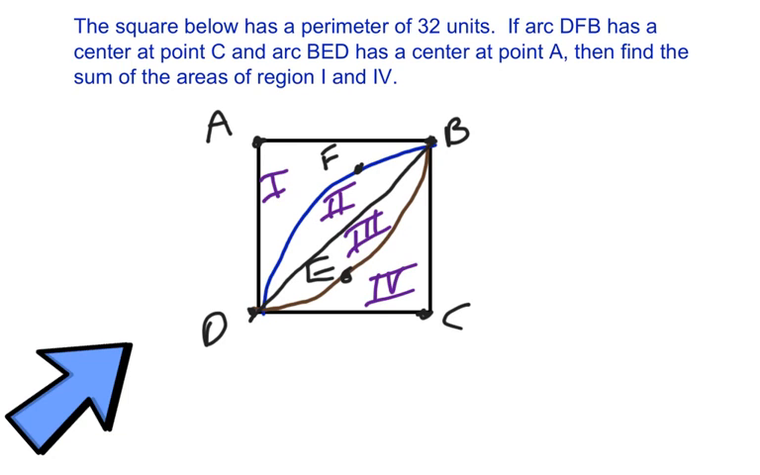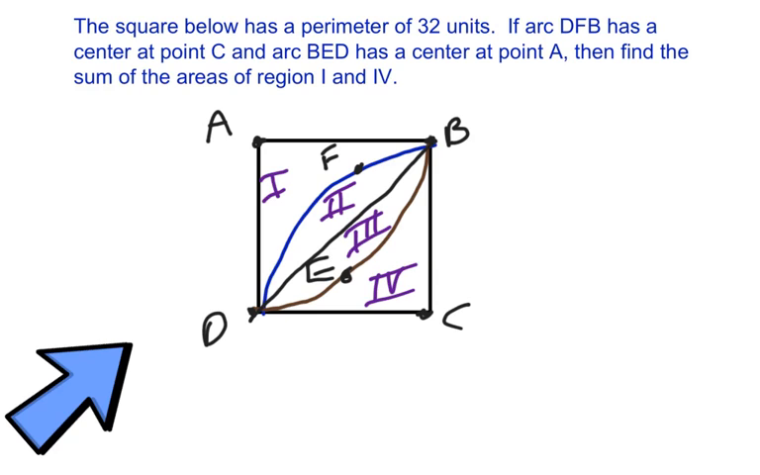Alright, here's a geometry question. The square below has a perimeter of 32 units. If arc DFB has a center at point C and arc BED has a center at point A, then find the sum of the areas of region 1 and 4.